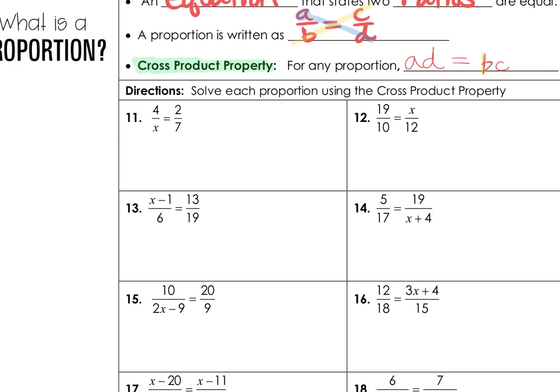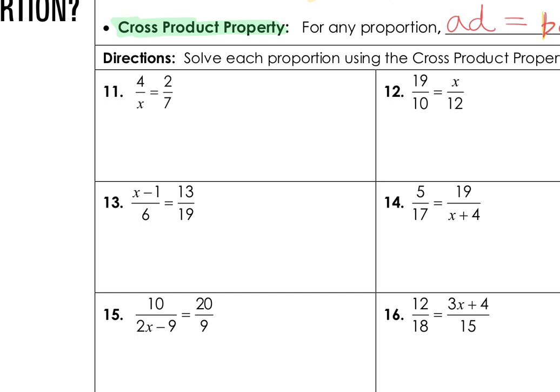So taking a look at number 11, class, when I go to do my cross product property, I always choose the diagonal with the variable first. So I'm going to multiply 2 times x to get 2x, and I'm going to set that equal to the product of the other diagonal. 4 times 7 is 28. Now we just solve. Divide by 2, I get x is 14.